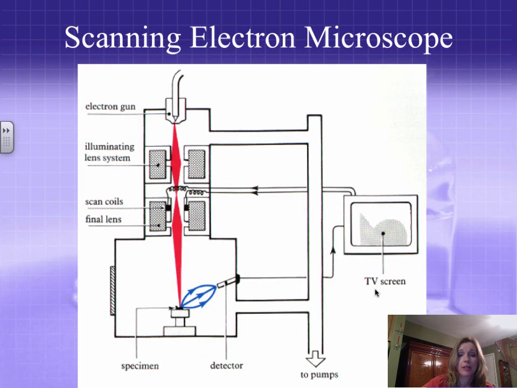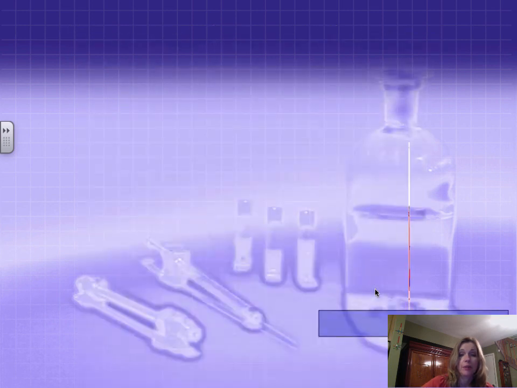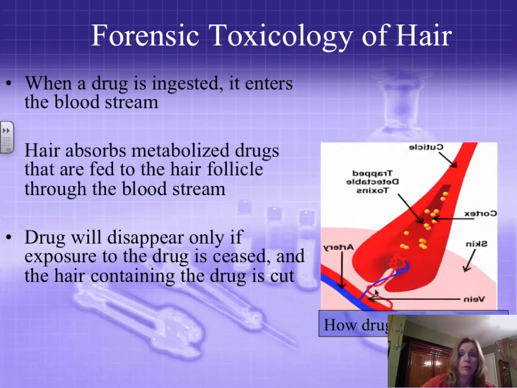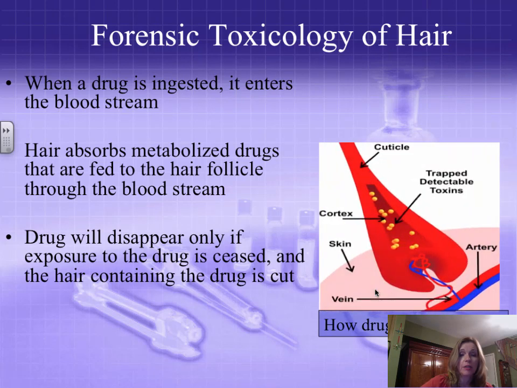Here's a picture of a scanning electron microscope that can be used in some hair analysis. So one of the things that hair is particularly good for is to measure either ingestion of drugs or poisoning. When you ingest a drug or a poison, it enters your bloodstream and then it breaks down into certain metabolites. So because the hair follicle has a blood supply and these metabolites get into your blood, the hair actually absorbs these metabolized drugs that are fed to the follicle right through the bloodstream.